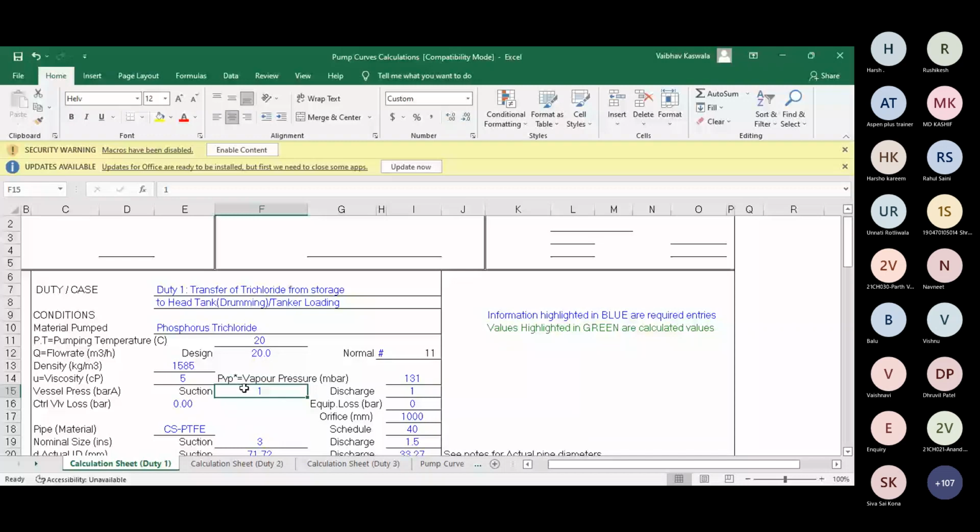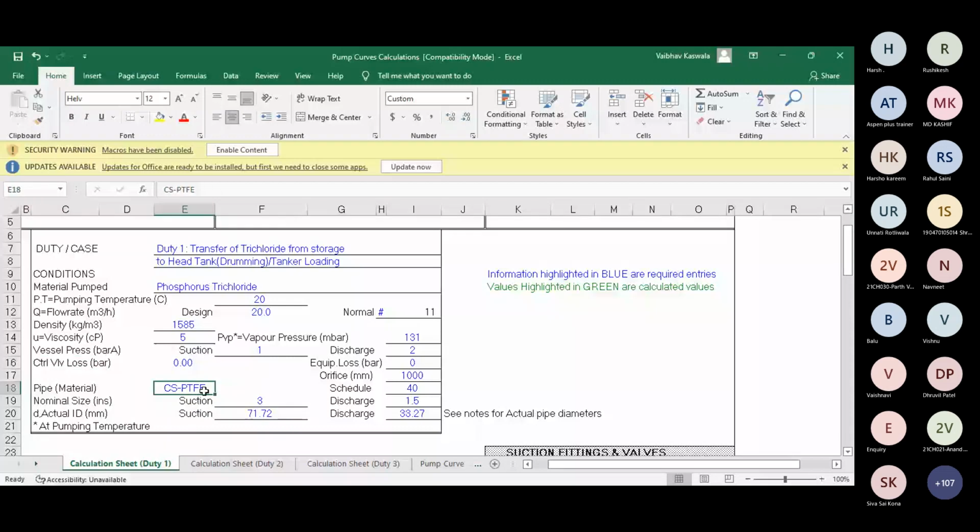Suppose I am putting the discharge pressure as 2. What does it mean? The pressure of the discharge vessel is 1 kg per centimeter square gauge. What is the equipment loss? Wherever the flow passes through a heat exchanger or any equipment, there is no loss. It is passing directly, so there is no loss because of the control valve or equipment. What is my material? That is CS PTFE. The suction line size is 3 inch, 71.72. Discharge line size is 1.5 inch, 33.27 is the nominal size.